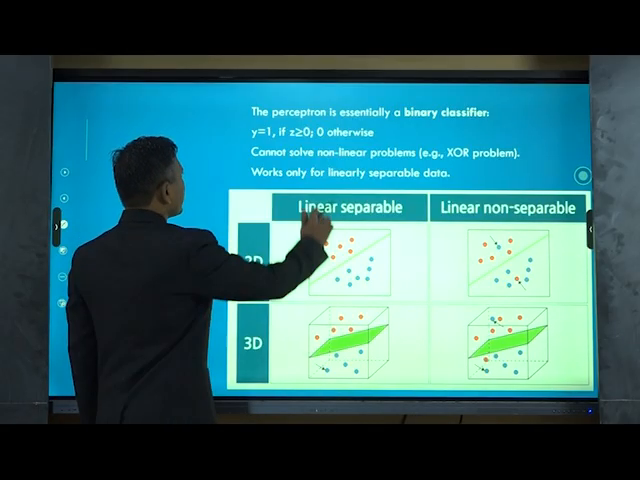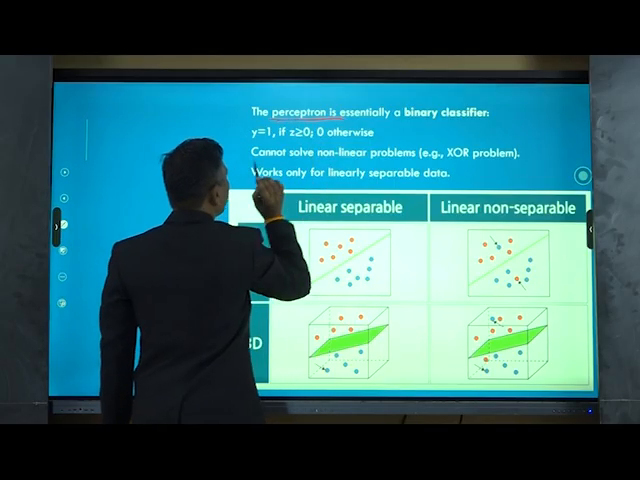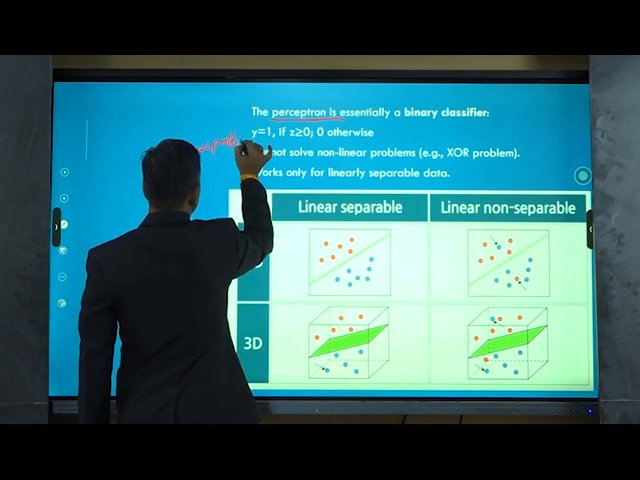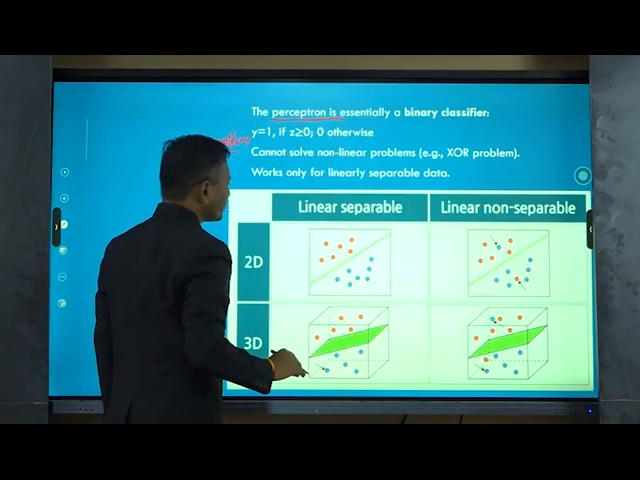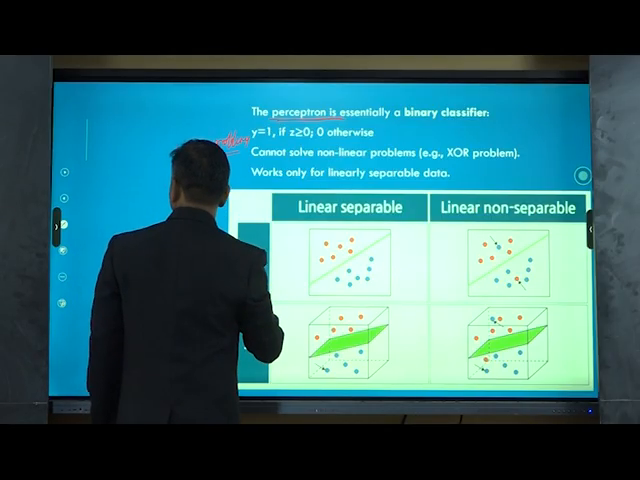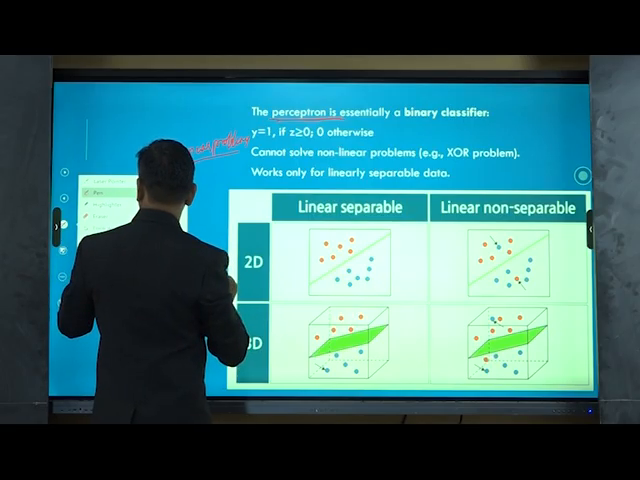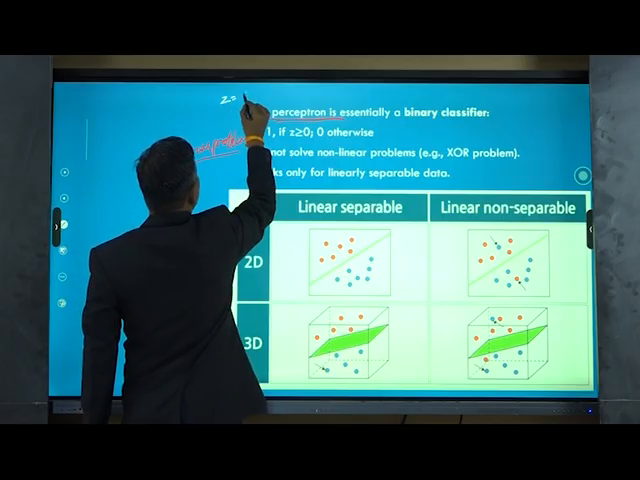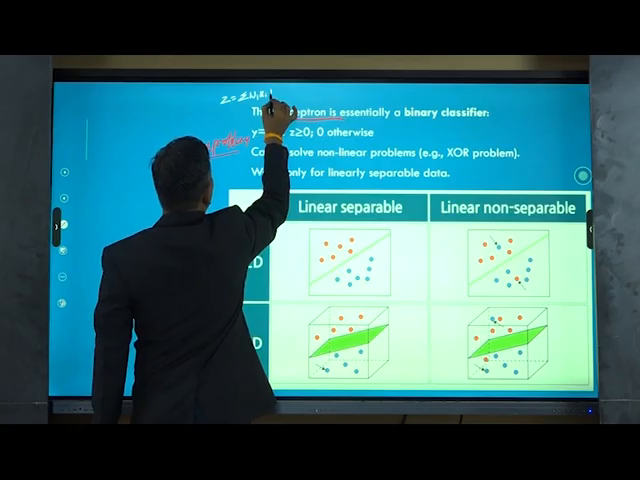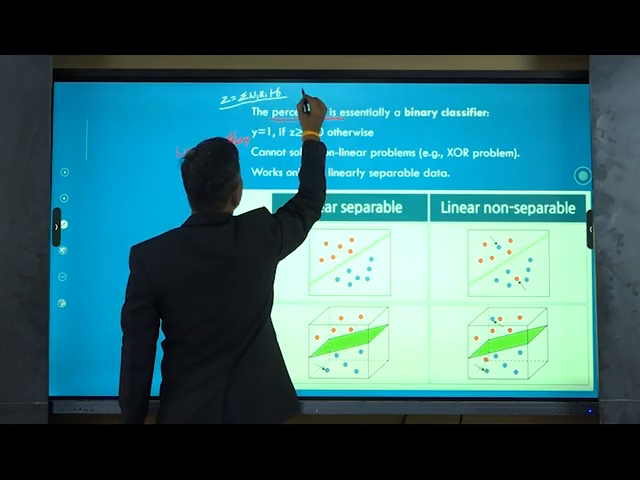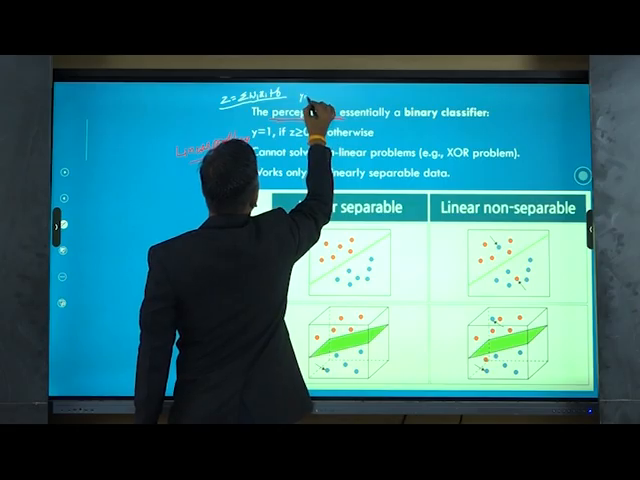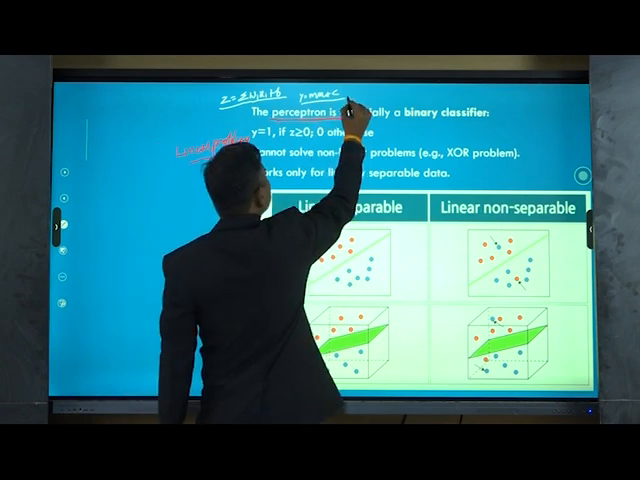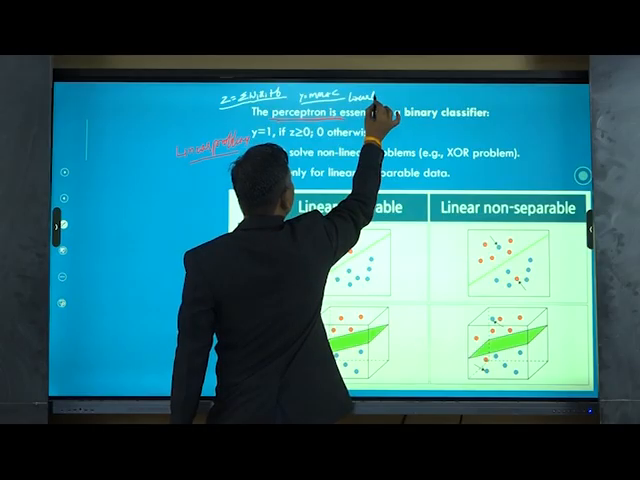So, this perceptron works mainly with linear problems. As I have just told you, the equation we are writing, z is equal to sum of wi xi plus b, is very similar to y is equal to mx plus c. You know that this is a linear line equation, or straight line equation.